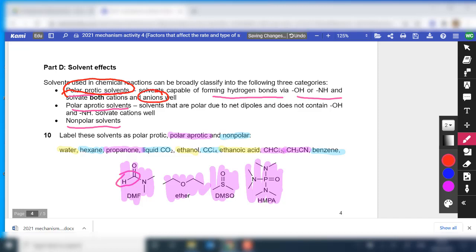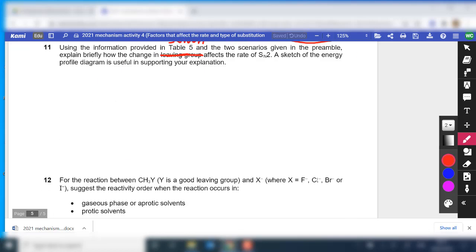So what does it really mean when we say that it's able to solvate an ion well? That really means that it can stabilize it. Solvation involves the solvent molecules surrounding the anions and forming stabilization interactions. In this case, it's ion dipole interaction. Let me give you an example.